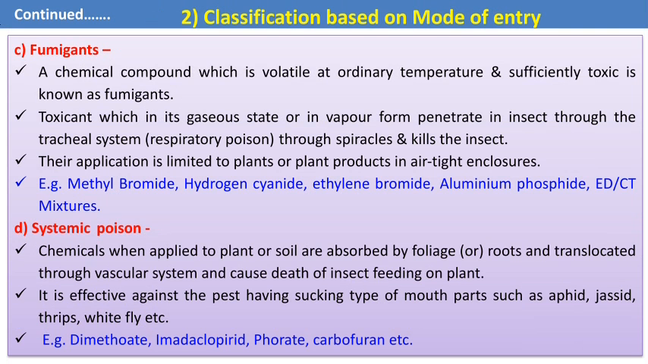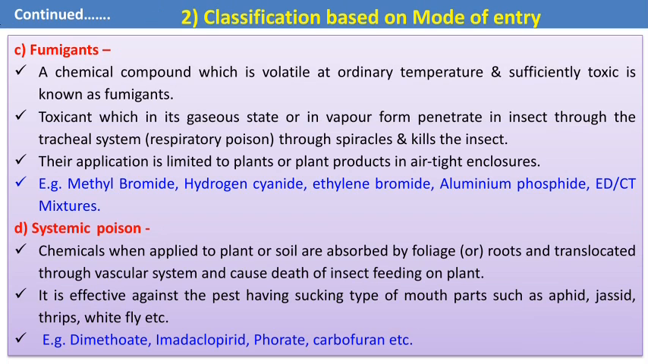Next, fumigants. Fumigants are those chemical compounds which are volatile at ordinary temperature and sufficiently toxic to insects. Examples are methyl bromide, hydrogen cyanide, ethylene bromide, and aluminum phosphide, the different fumigants mostly used against insects. These fumigants act directly on the respiratory system of the insects. They enter into the insects through the spiracles and kill the insects.